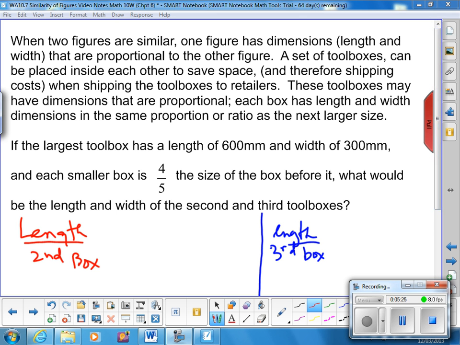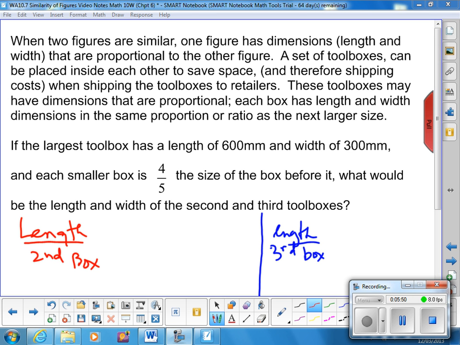When two figures are similar, one figure has dimensions, length, and width that are in proportion to the other figure. A set of toolboxes can be placed inside each other to save space and therefore shipping costs. When shipping the toolboxes to retailers, it's easier if one fits inside the other. These toolboxes may have dimensions that are proportional. Each box has the length and width in the same proportional ratio as the next larger size.